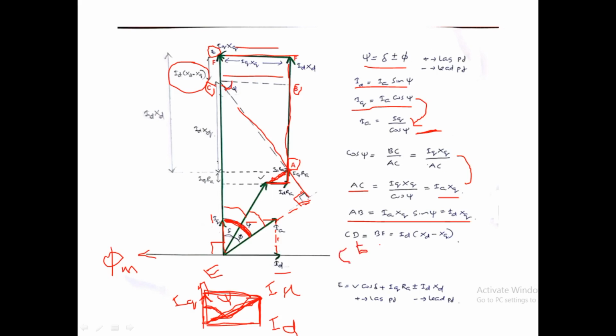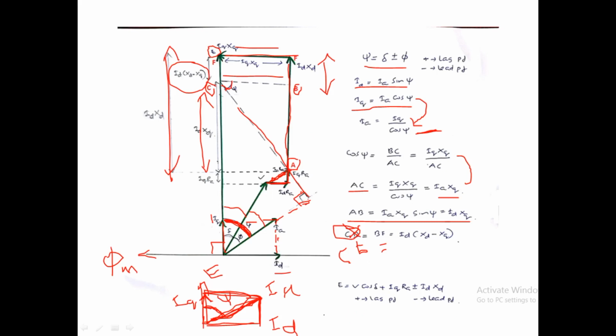CE is equal to BF. This is BF. Because this total side is ID into XD. This is total ID into XD. We can get it from here. In that, up to this C, it is ID into XQ. So what will be CE? This is C. This is not CD actually. This is CE. So CE will be equal to ID into XD minus XQ.